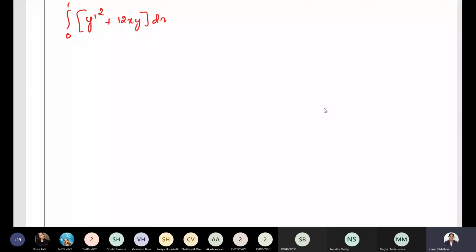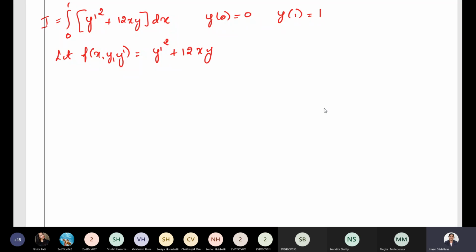So what is our functional? I is given as integral 0 to 1 of y dash square plus 12xy dx. So let's take the function f of x, y, y dash as y dash square plus 12xy. So this is our functional. Apply Euler's equation. What is Euler's equation? Dou f by dou y minus d by dx of dou f by dou y dash equal to 0. This is Euler's equation.